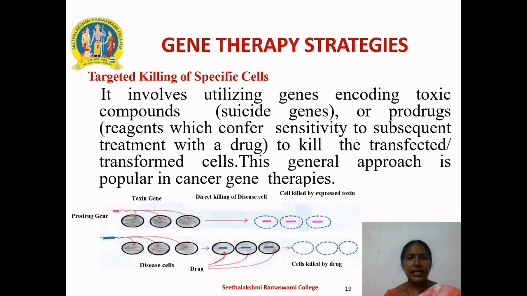Another strategy is targeted killing of specific cells. It involves utilizing genes encoding toxic compounds, or prodrugs, that will kill the transformed cells. This type of approach is used in cancer gene therapy.